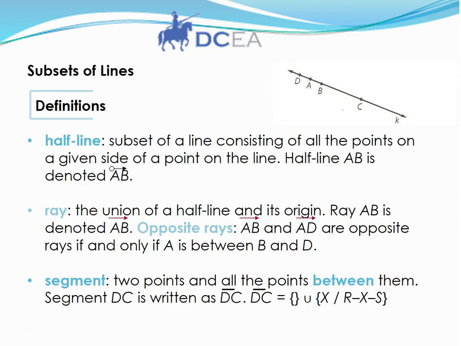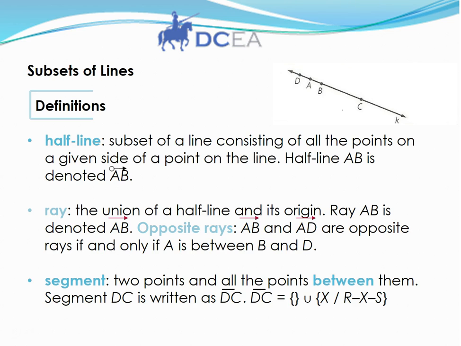Point 4, we're going to discuss subsets of lines and planes. Let's go over a few definitions, and let's take a look at our illustration. In the upper right-hand corner, we have line K, and on line K are points D, A, B, and C.